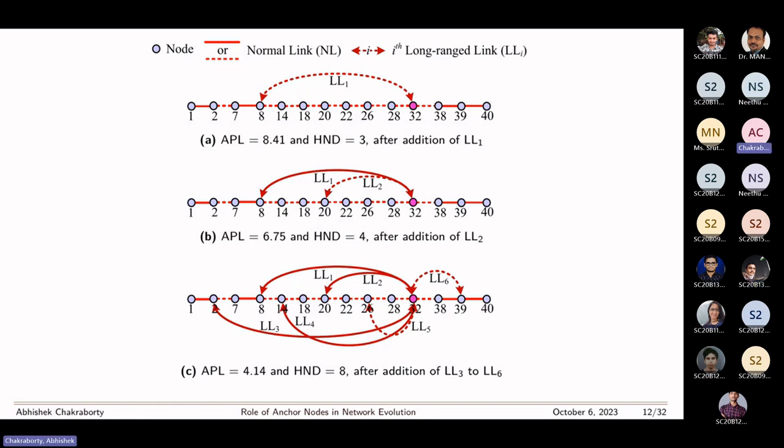So here, the first long link is connected between node 8 and node 32. You can just check, for a 40 node network, what is the fractional location of node 8? Can someone tell? For a 40 node network, if I select node 8, what is the fractional location? Anyone?